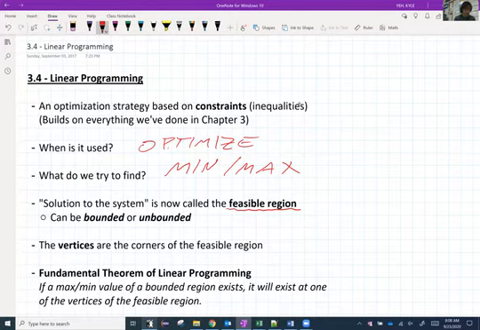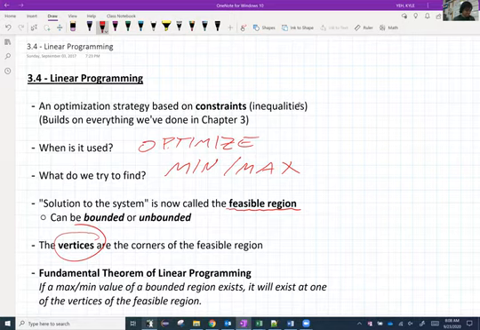It can be bounded, meaning completely enclosed, or it could be unbounded. Let's say that we're trying to calculate costs and hopefully minimize them. Well, there's a situation where we could just keep buying and buying and buying and go further and further into debt. That would probably not be the best situation, but there's no bound on how much money and loans we take out and debt we accrue. So that could be an unbounded region, and we'll see an example of that. The vertices, as you see right here, are the corners of the feasible region, kind of like geometry, where the vertices were the corners of a polygon.